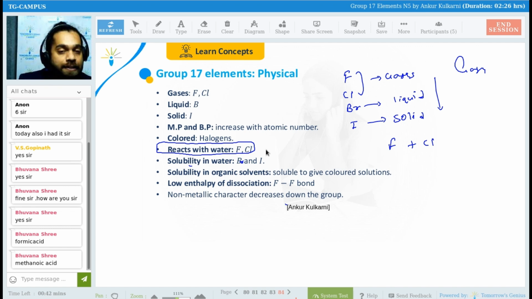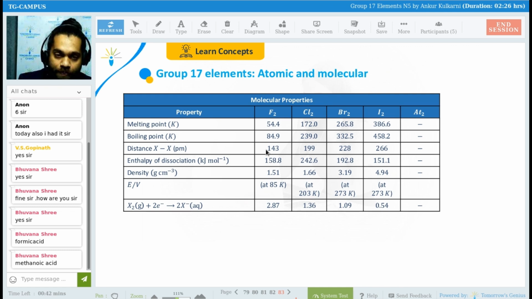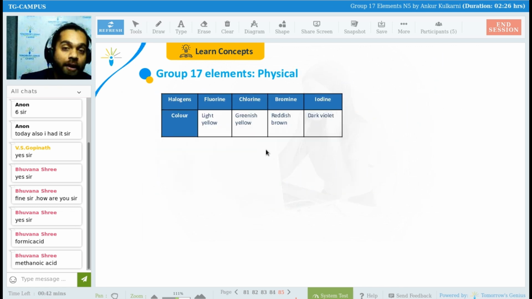Non-metallic character decreases down the group. Obviously it is becoming solid, so it is going from non-metallic to metallic character. So non-metallic character decreases and metallic character increases down the group. Now, same trend, same property. We have discussed this. Let us go ahead.